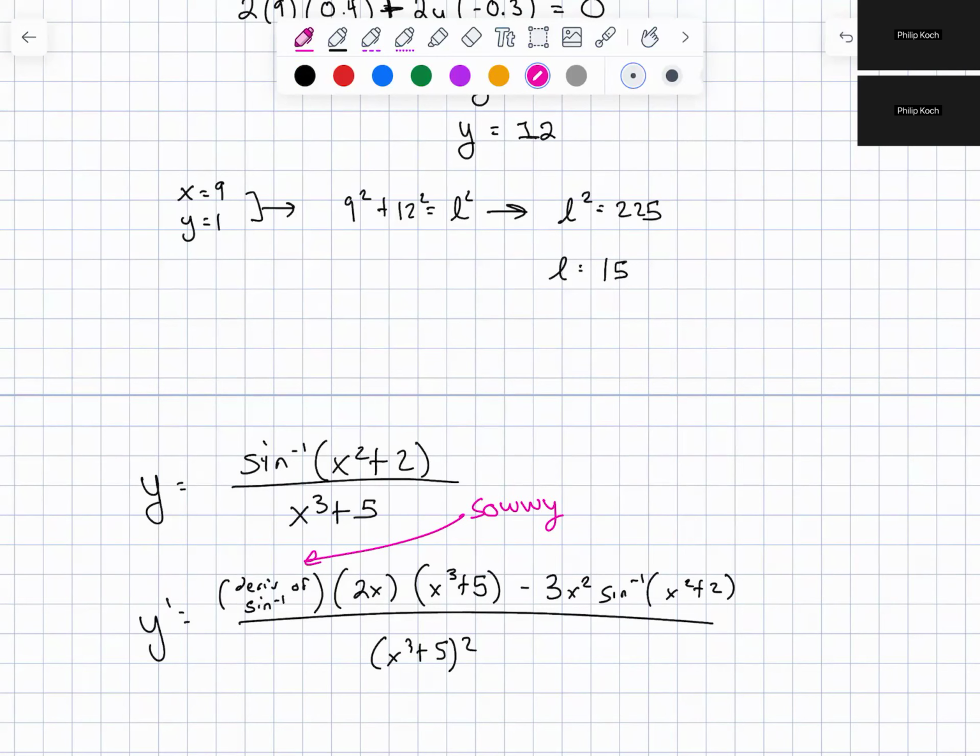But if you show that you know, hey, I know how to do the quotient rule. I know how to do derivatives of basic functions. I know how to do the chain rule. I just don't remember the derivative of sine inverse. That, if that's a 10-point problem, that's an 8 out of 10 in my opinion.